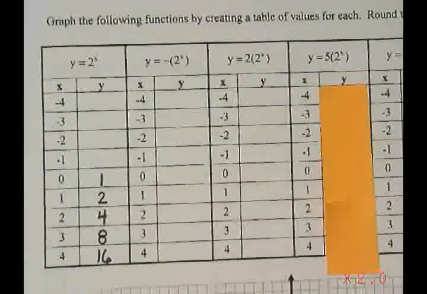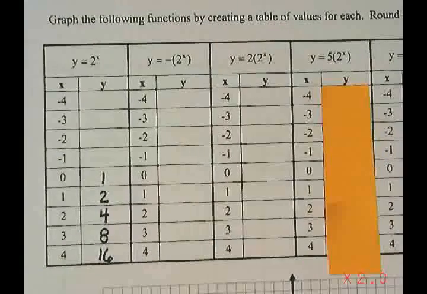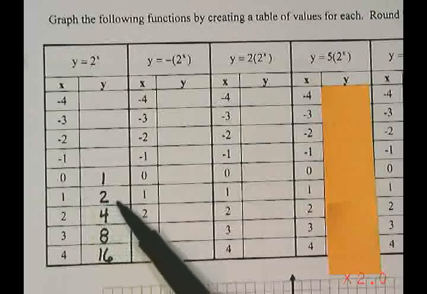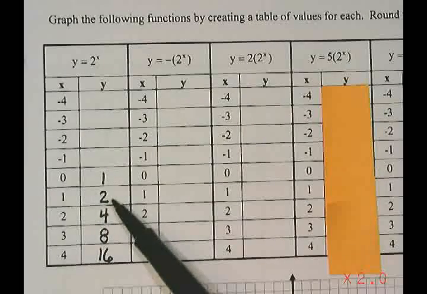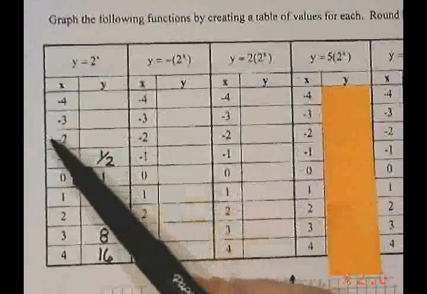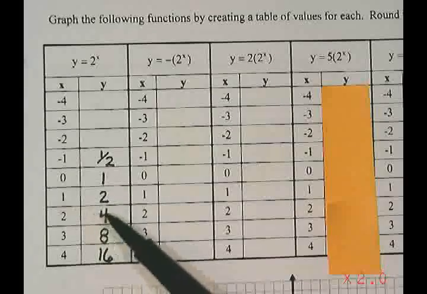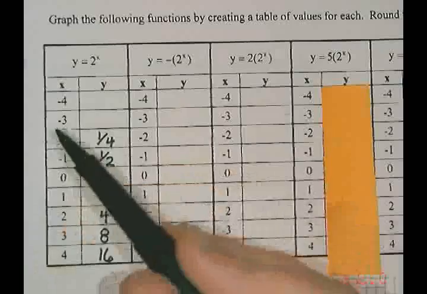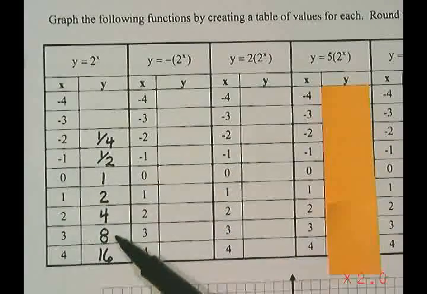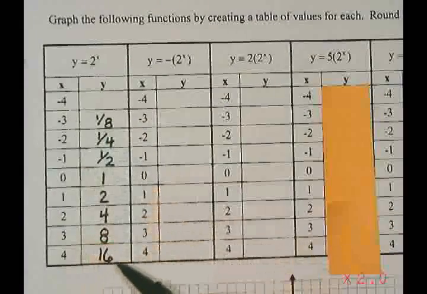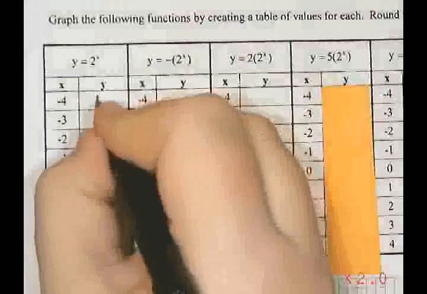2 to the power of negative 1, so I've got a negative exponent. A negative exponent makes a fraction and it has a flipping over action. So what I do is I take a look at 2 to the power of 1, which is 2, and then I flip that over to make a fraction, which would give me 1 over 2. 2 to the negative 2, I'm going to look at the positive 2, which is 4, and flip that over to make a fraction of 1 over 4. Negative 3 is going to be 1 over 8. And negative 4 is going to be 1 over 16.